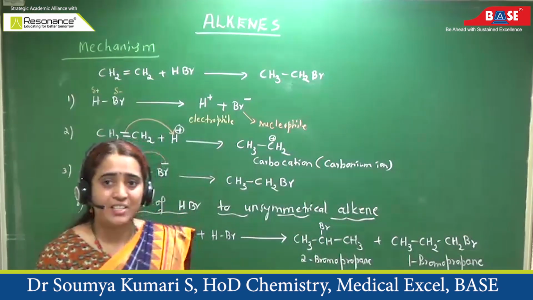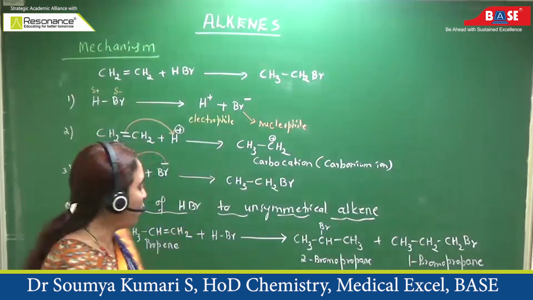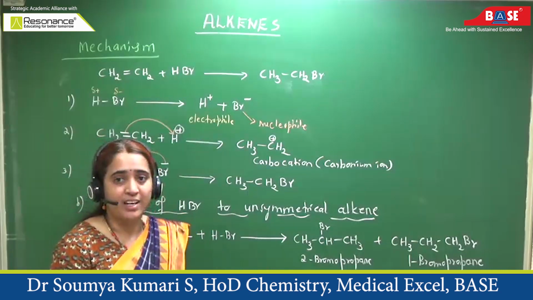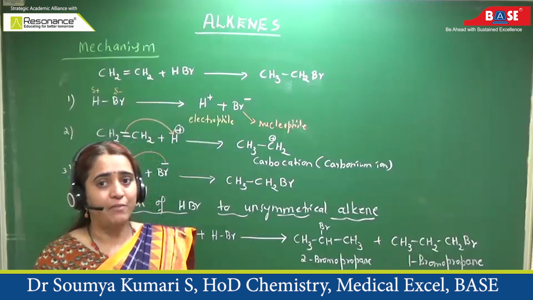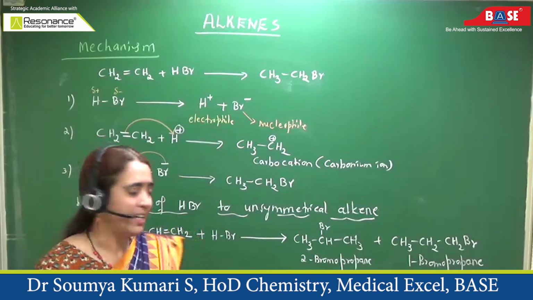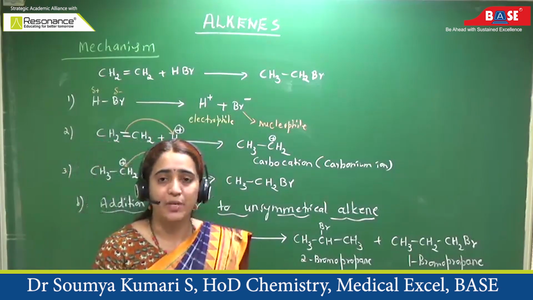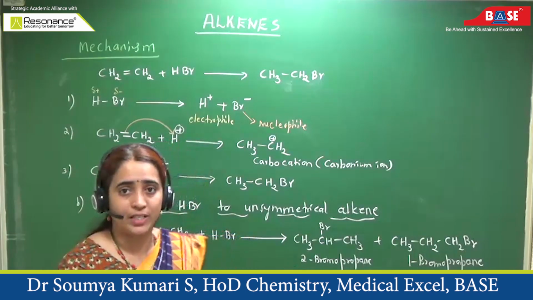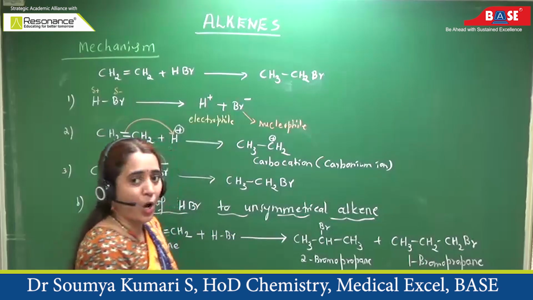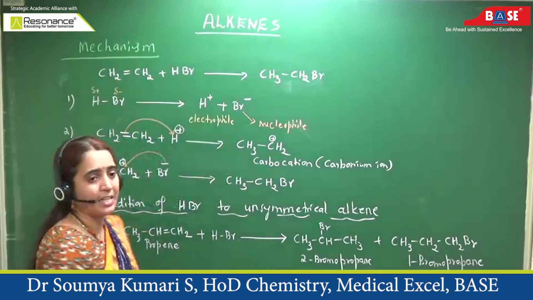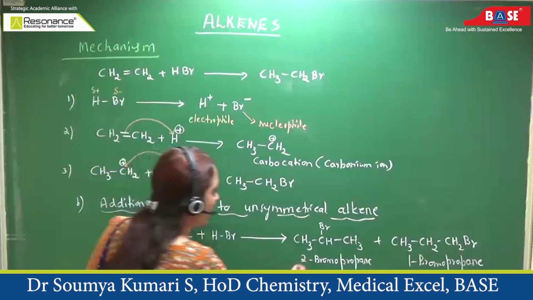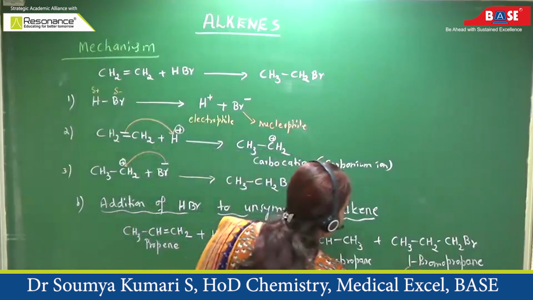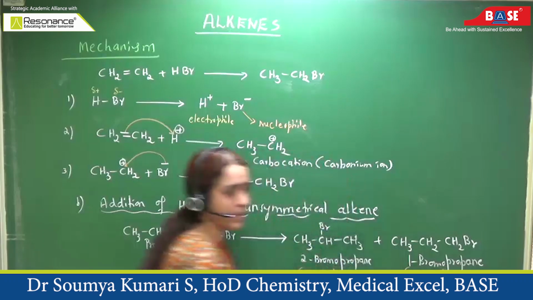With symmetrical alkenes, we got only one product. But in the case of unsymmetrical alkenes, we are getting 2 products. We know whenever we have more than one product, definitely one of the products will appear as a major yield and the other product will be in the minor quantity. So upon observation with similar unsymmetrical alkenes, here I can write 2-bromopropane is the major product and 1-bromopropane is a minor product.